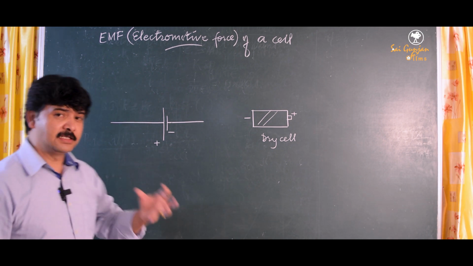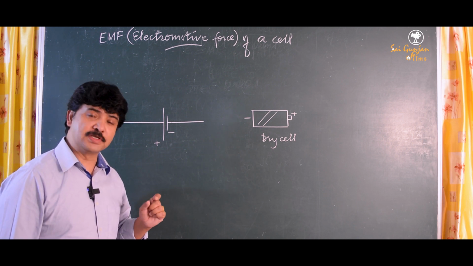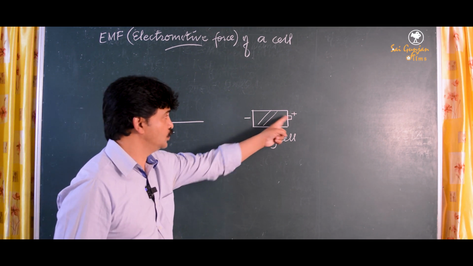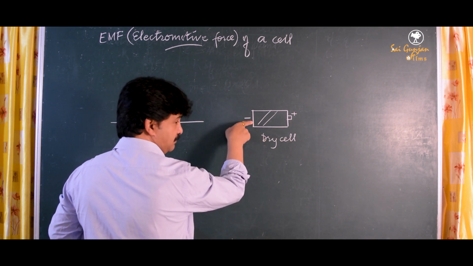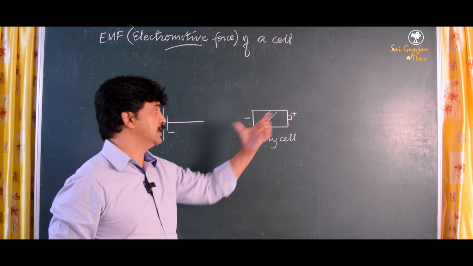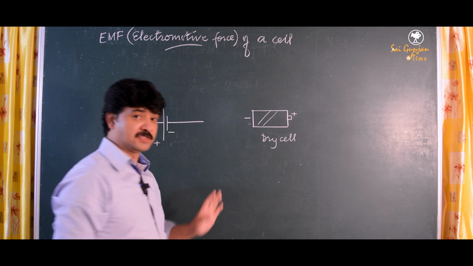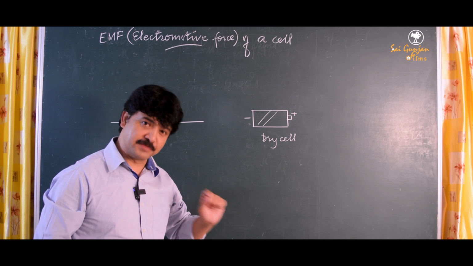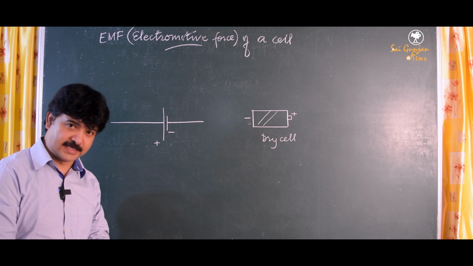Now, you know, when there are two points in an electric field, there will be a potential difference between the two points, isn't it? A similar kind of potential difference exists between the two electrodes of the cell also. So this is the positive and this is the negative. This potential difference that exists between the two electrodes of a cell when the cell is not connected to an external circuit, that means when the cell is open circuited, is known as the EMF, or the electromotive force of the cell.